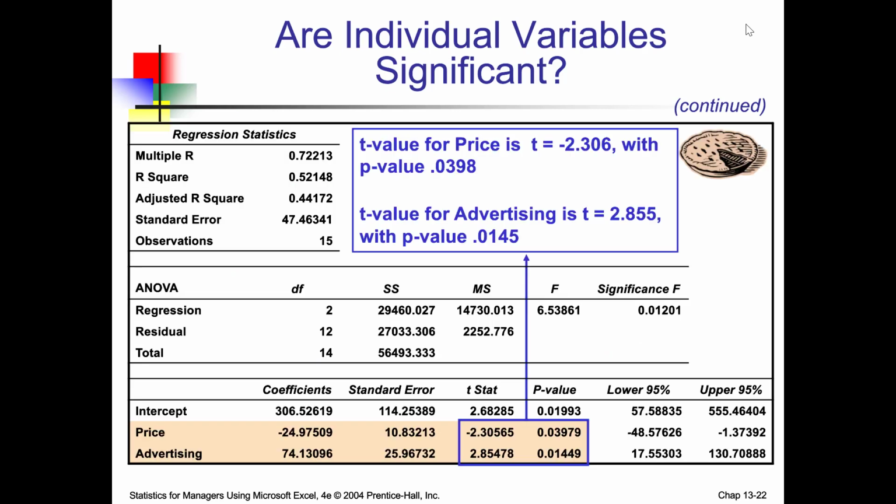And right here, we look at both. We're testing the independent variable price. If you look at it, the t-score is negative 2.30565, and the corresponding p-value is 0.03979, and this p-value is less than alpha 0.05. That means reject H0, which tells us that with 95% confidence, price is significant, useful.